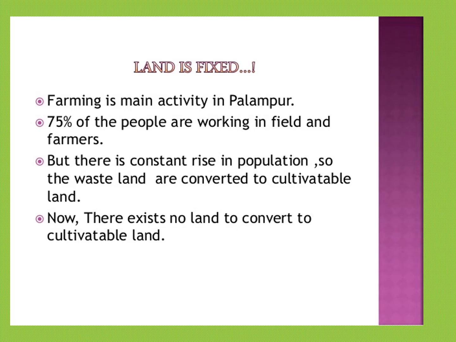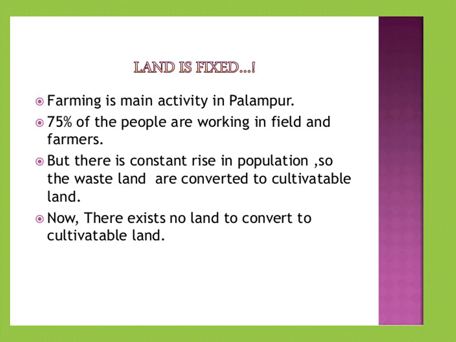Now we move to page 3 where we say land is fixed. Farming is the main activity. 75% of the people work in the fields and are farmers, but there is a constant rise in population. Wastelands are converted to cultivable lands, and there exists no more land to convert to cultivable land.